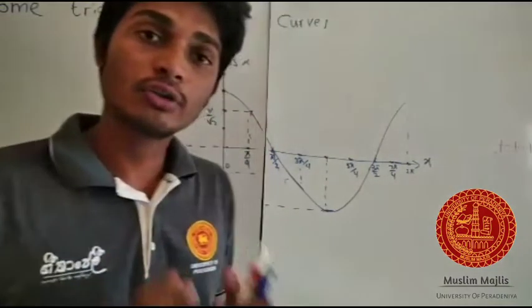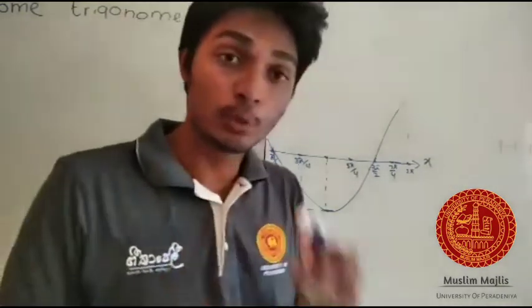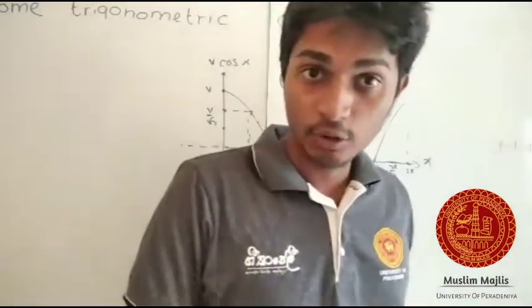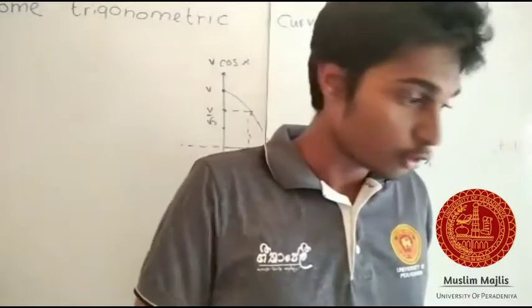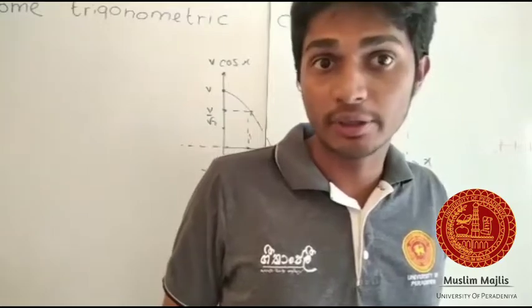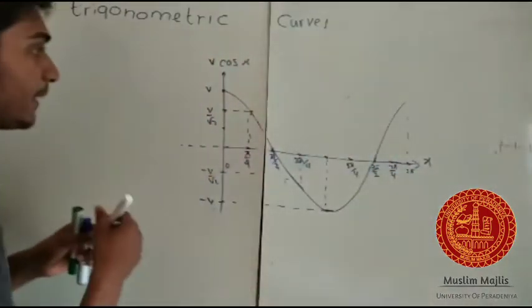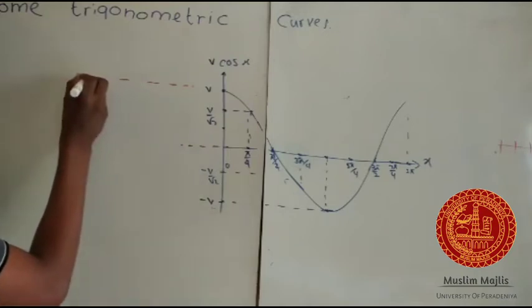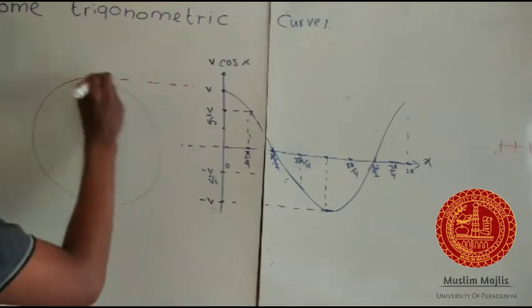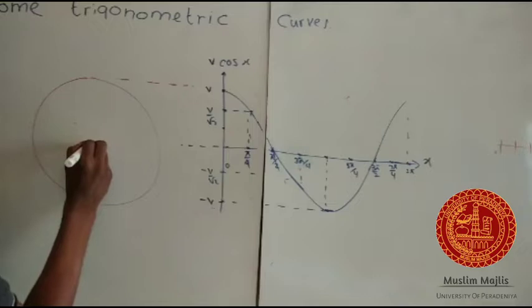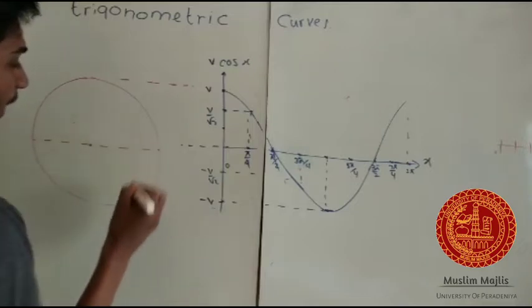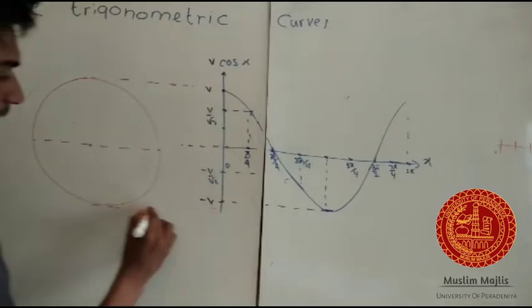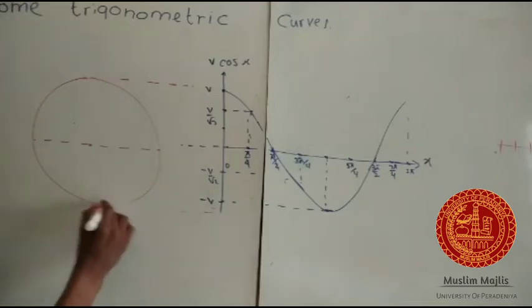We were also talking about a circular motion involving this trigonometric curve with the simple harmonic motion. So how is that? Let me draw a circle with radius v, right? Of course the radius is going to be the amplitude, but for the sake of understanding, we will take the radius to be v here, so that we will understand how things work, right?